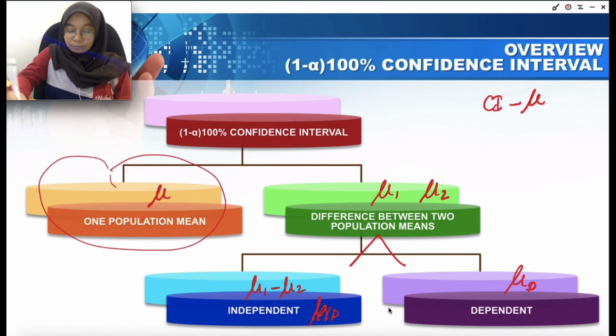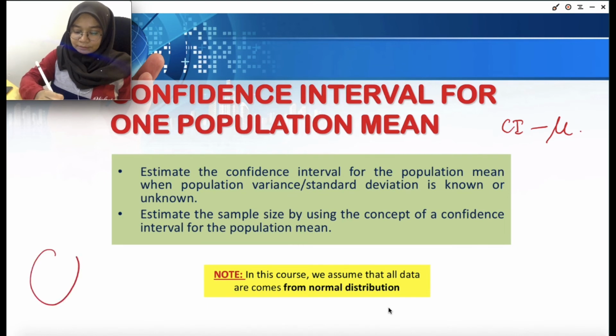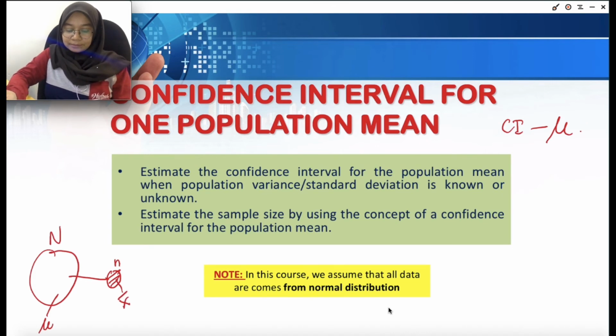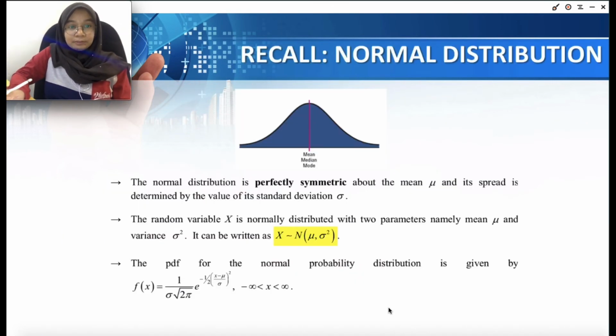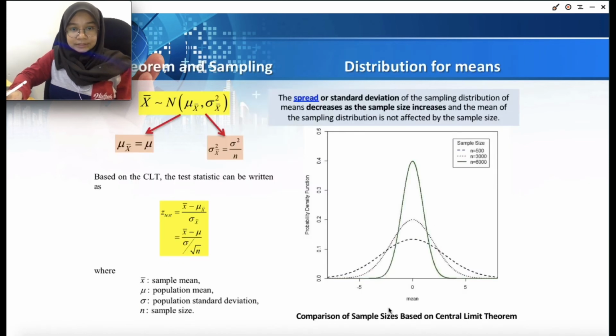Confidence interval for 1 mu. Estimate the mu using a confidence interval. Confidence interval for 1 population mean. For example, you have this population and you want to know this mu for this population, and then we estimate using this sample. This is the basic concept. Recall, we talked about continuous data, so a normal distribution. A normal distribution is symmetric. This is just derivation, how we get the formula.